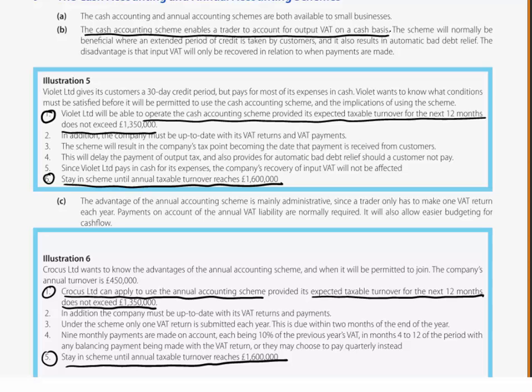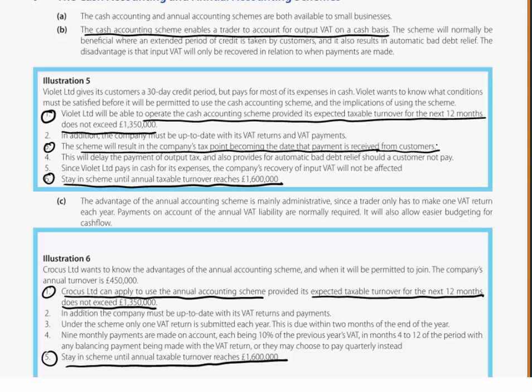So HMRC rightly brought in the cash accounting scheme. So what does it mean? It means that here in point 3 of this note, the scheme will result in the company's tax point becoming the date that payment is received from customers. So now, rather than allocating that sale to, mostly, usually, the VAT return period in which the invoice was issued, the sale was made, not any longer. We will only have to account for the output VAT when the cash comes in.